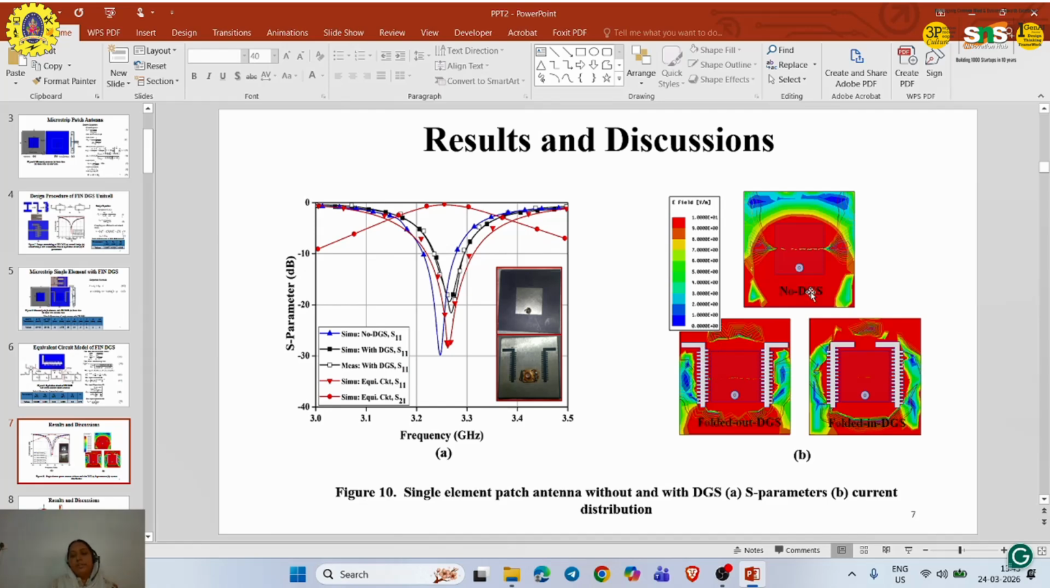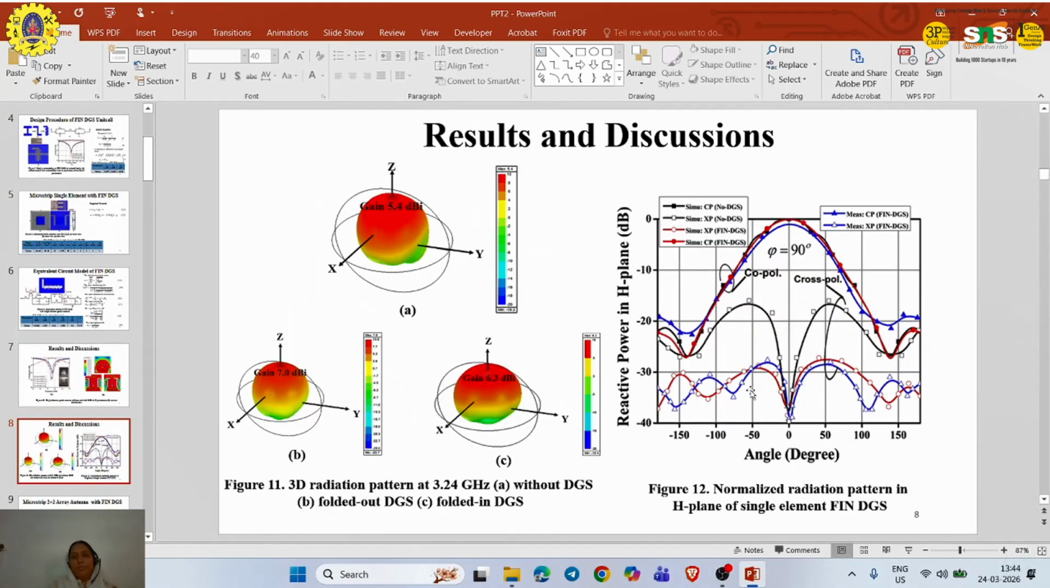Why I have done this folded in and folded out DGS is that I got the same result, so I maintained one structure for the analysis. Here, the gain we have obtained is up to 5.4 dB for no DGS, and with the folded in DGS it is almost the same. Based on this, I have also got a good gain of 7 dB. So this has been fixed, and here you can see the normalized gain pattern.